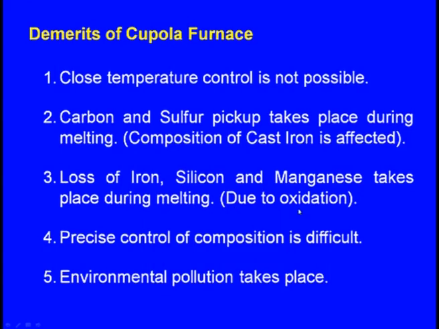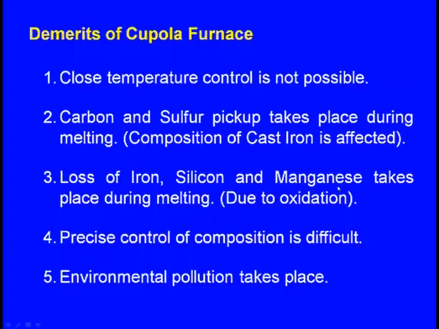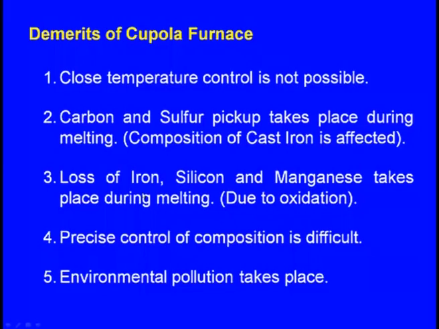Next one, loss of iron, silicon, manganese takes place during melting due to oxidation. Yes, iron is present in the cast iron, silicon is present, manganese is present. These are useful alloying elements in the cast iron. Now, this iron will be reacting with oxygen and forms iron oxide, and it goes along the slag. Same is the case with the silicon. Silicon reacts with oxygen and forms silicon dioxide and goes along with the slag. Same thing can happen with manganese. Manganese reacts with oxygen and goes along with the slag. Finally, the properties of the cast component will be different than what have been aimed. So, that is what can happen, that is the loss of iron, silicon and manganese during the cupola operation.